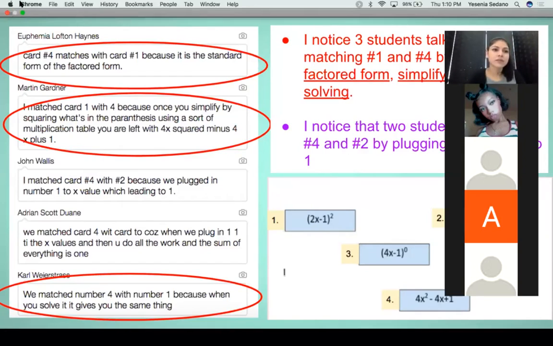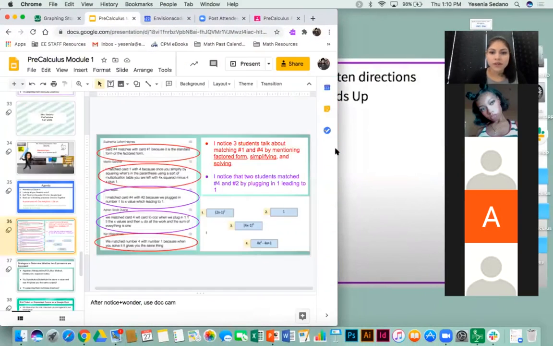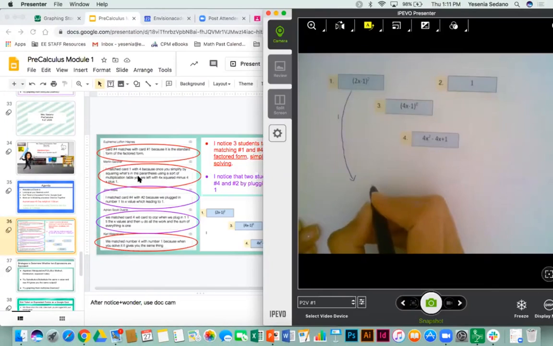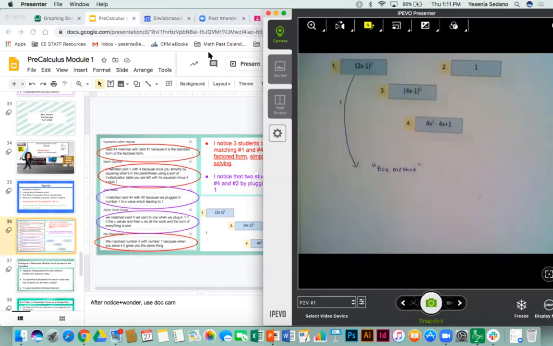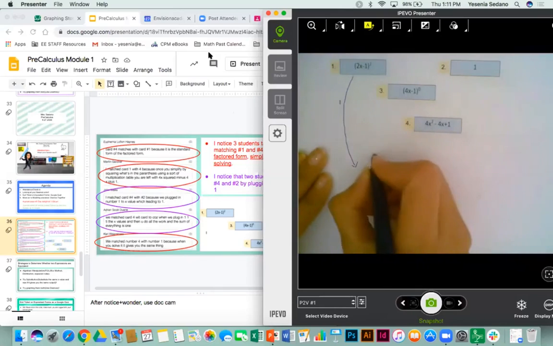So what I'm going to do is minimize this right here, and I'm going to pull up the notes. I think the language here, the multiplication table, is the box method. Maybe some of you remember this from Algebra 2. It's a method of multiplying 2 binomials. Yes, you want to copy this down. Copy this down in your notes right now, because we're about to show you the process on how to match these up. Okay. So the box method, again, is when you have 2 binomials.